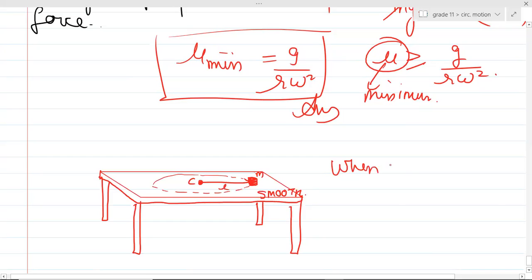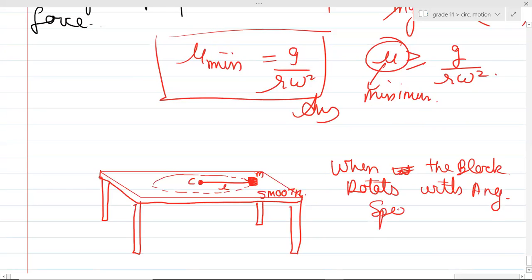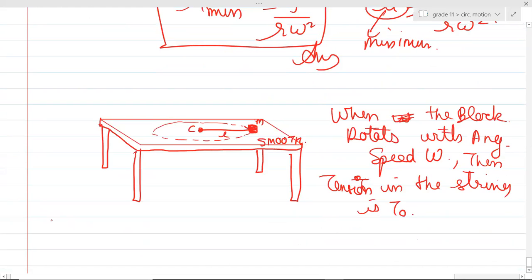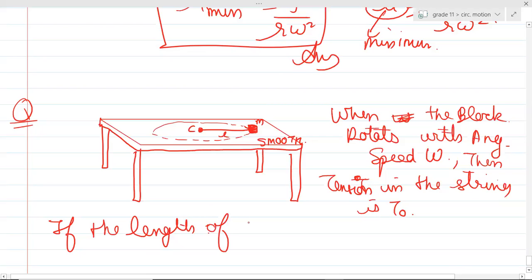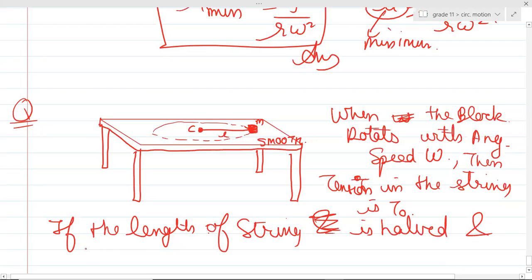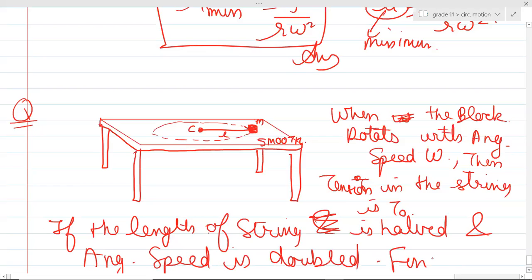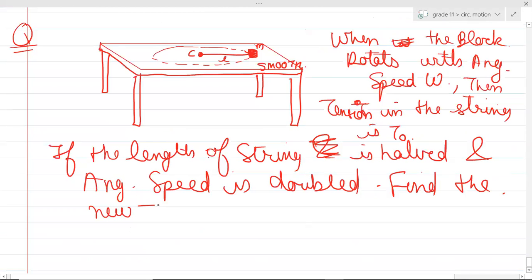So when the block rotates with angular speed omega, then tension in the string is T naught. If the length of the string is halved, and angular speed is doubled, find the new tension. Easy question, hurry up.